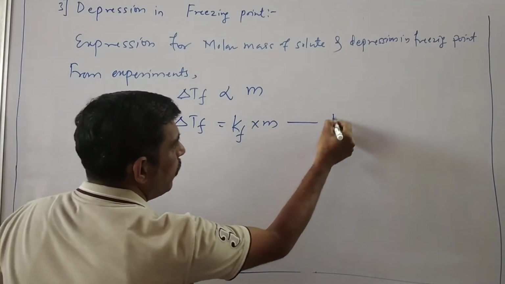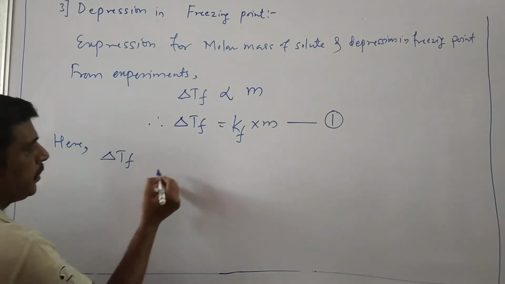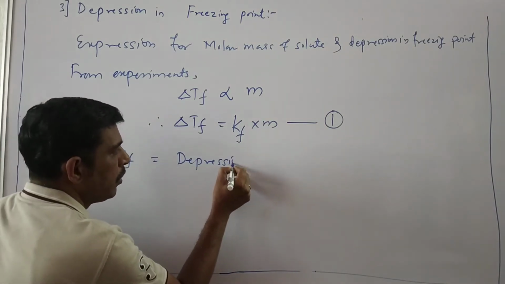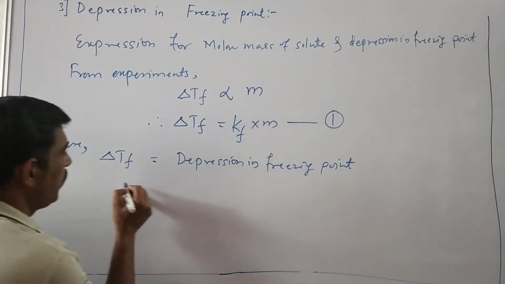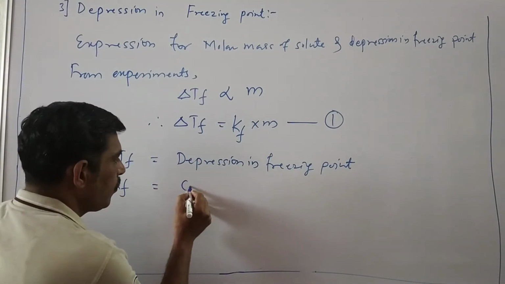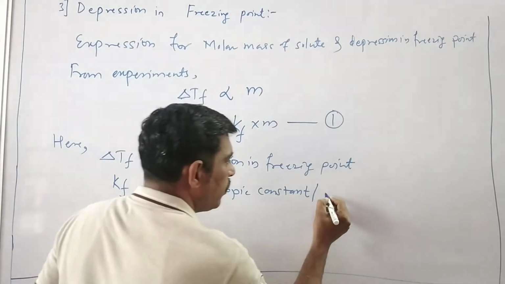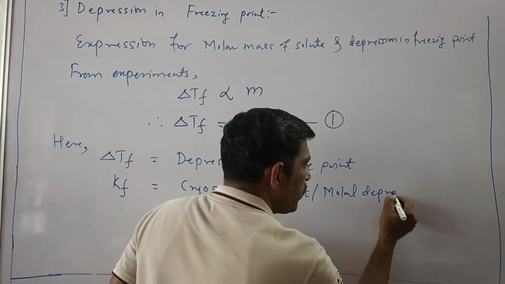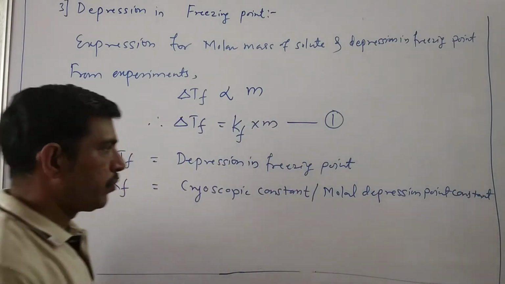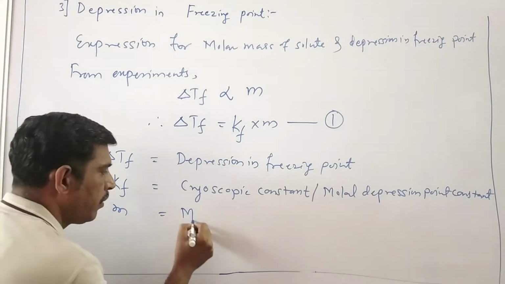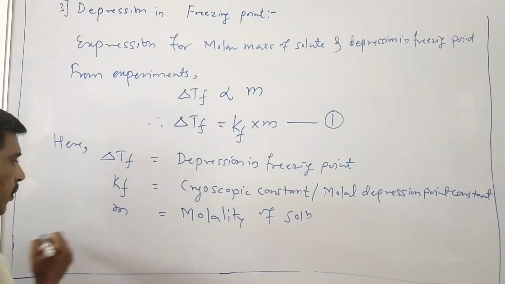So this is our equation number 1, where delta Tf is equal to depression in freezing point, Kf is equal to the cryoscopic constant or molal depression point constant of a solvent, and m is the molality of solution.